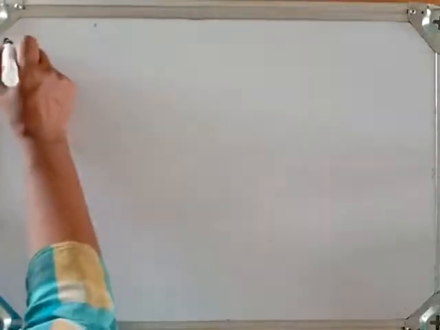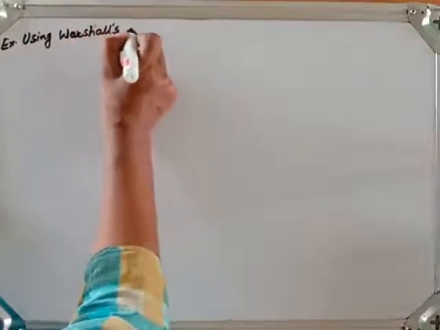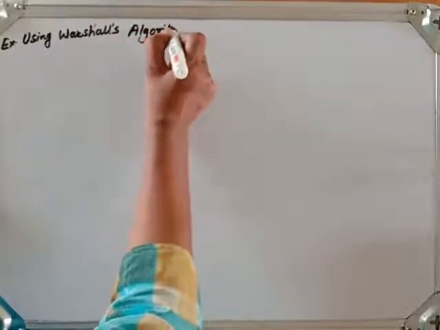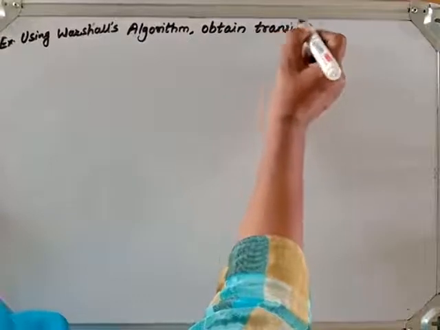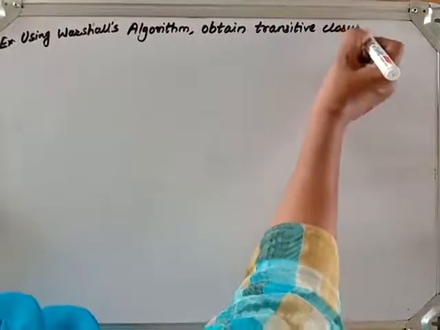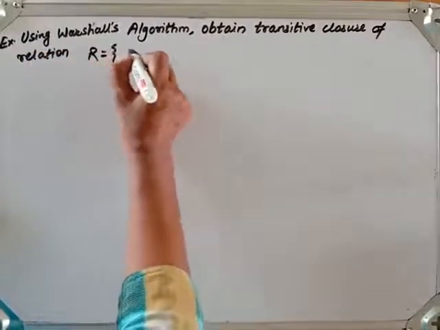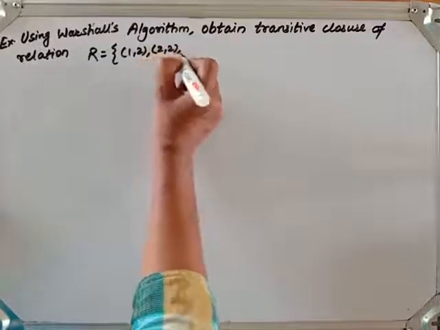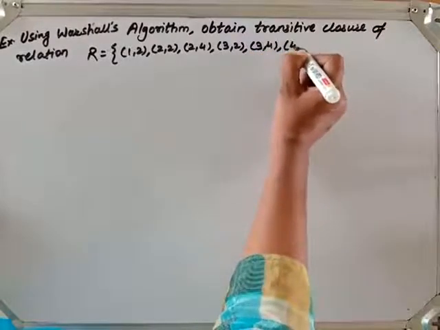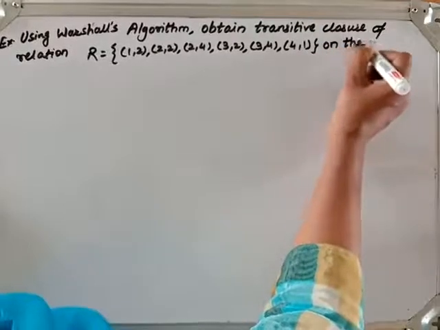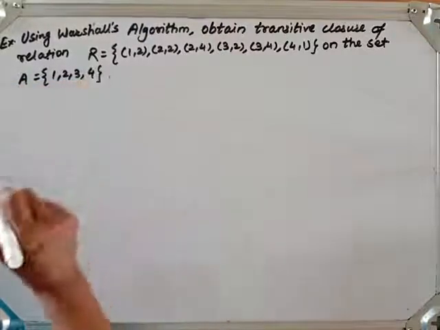Example: using Warshall's algorithm, obtain the transitive closure of relation R. The relation consists of the pairs (1,2), (2,2), (2,4), (3,2), (3,4), (4,1), on the set A equal to {1, 2, 3, 4}.